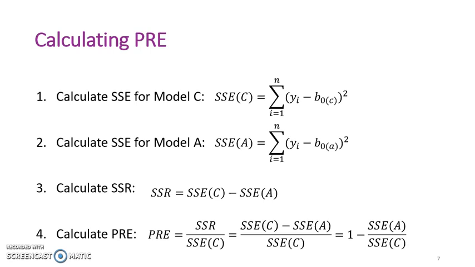Then once we have the sum of squares reduced, and we already have the sum of squared errors for model C, we can calculate PRE, because PRE is just the sum of squares reduced divided by the sum of squared errors for model C. I've shown you the alternative formulas for proportional reduction in error as well. If this is confusing, we will go through example calculations of proportional reduction in error in class.